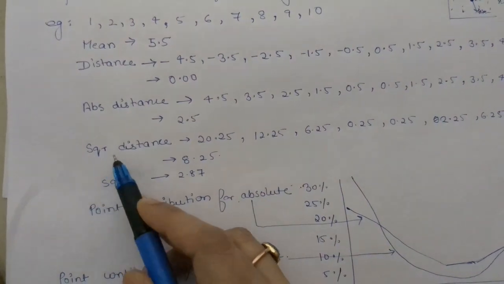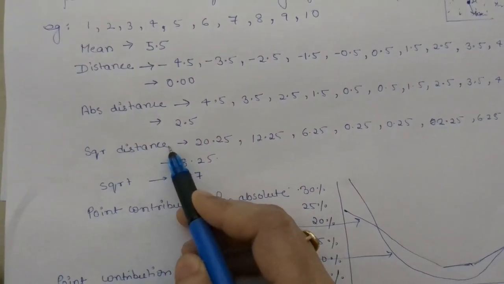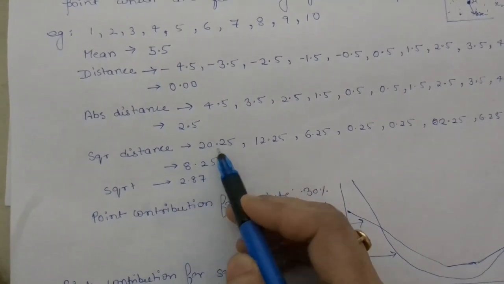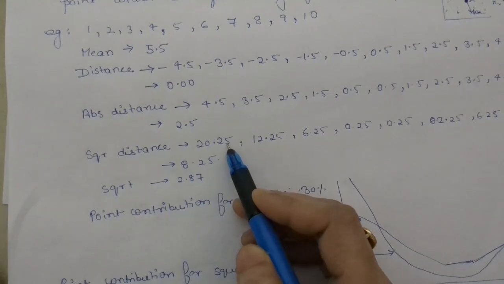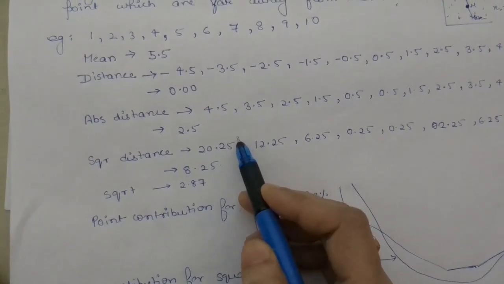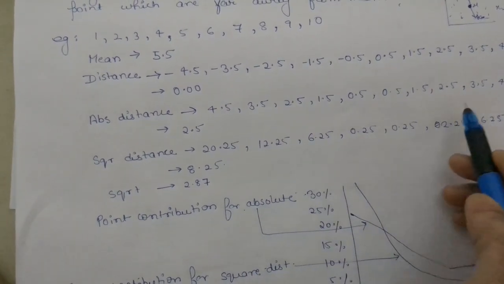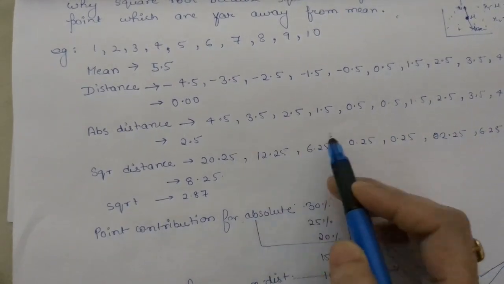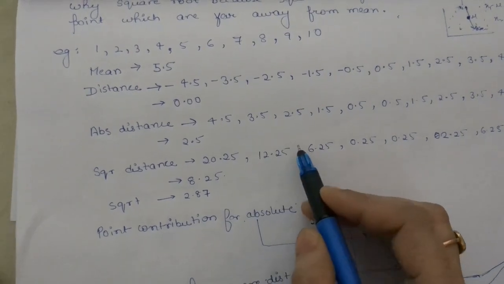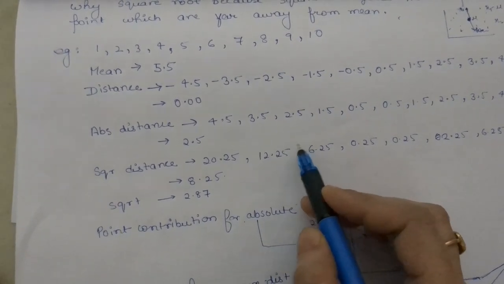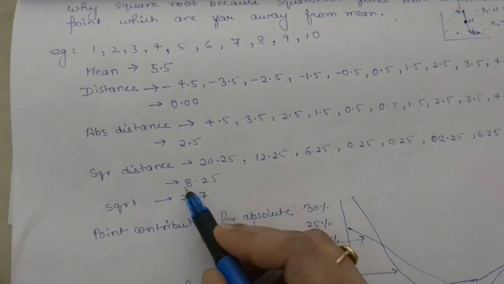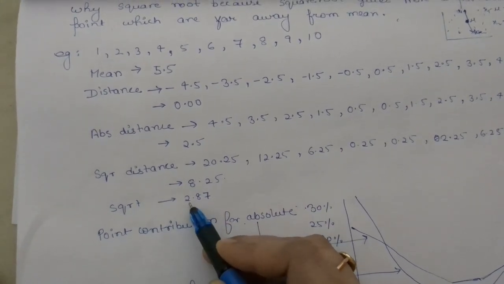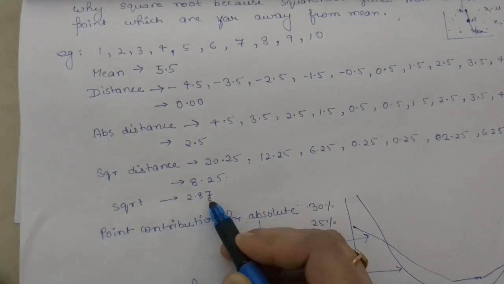Now come to the square distance. In the case of square distance, we have done the same thing. We have calculated the distance. After calculating the distance, we have taken the square, and after taking the square of each distance, we have added all the distances. After adding all the distances, we are dividing this by the total number of observations. So this is our value. And after this we are taking the square root. So this is the standard deviation in the case of square.